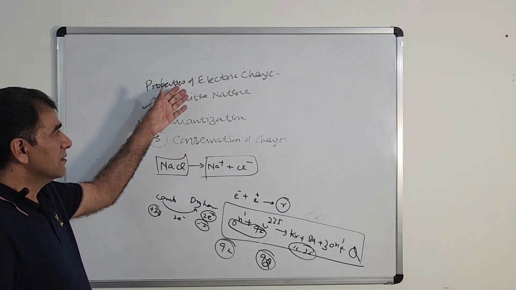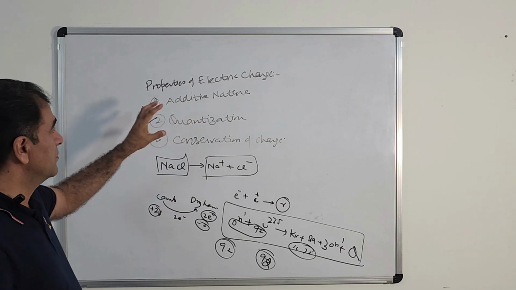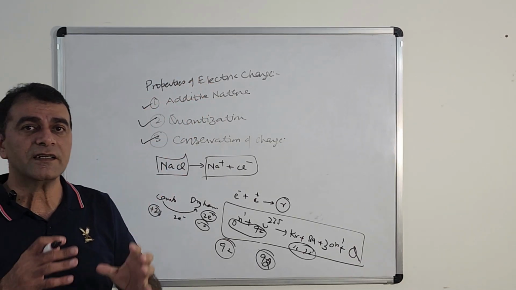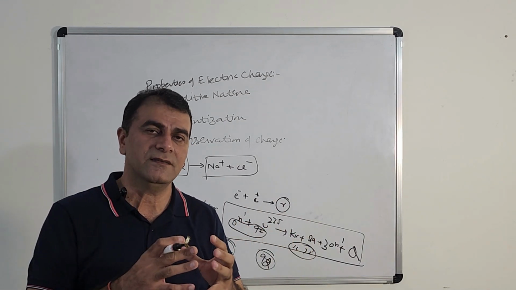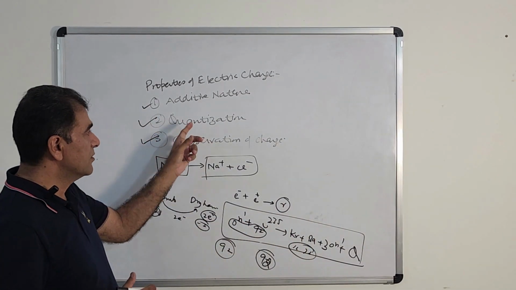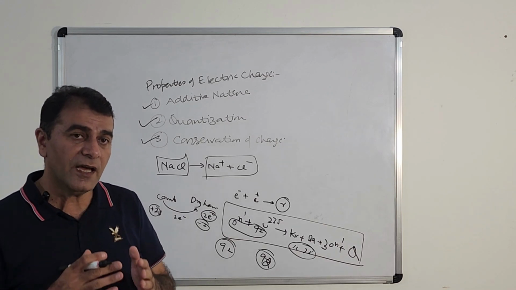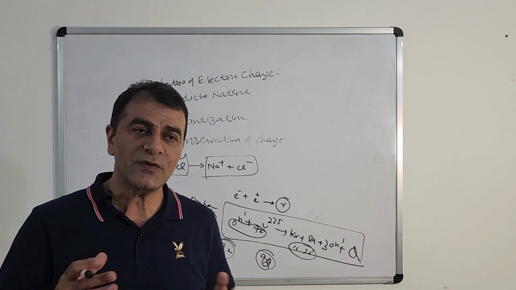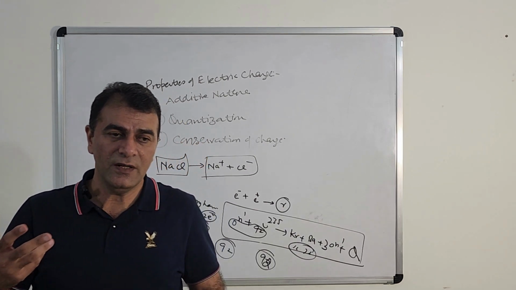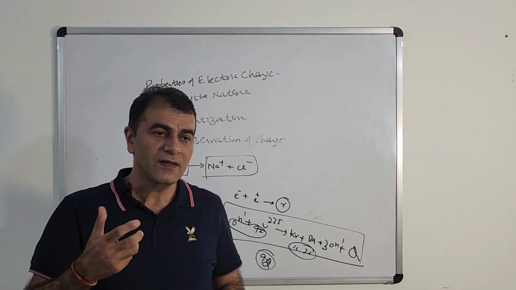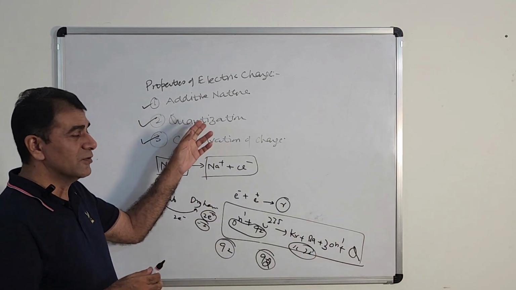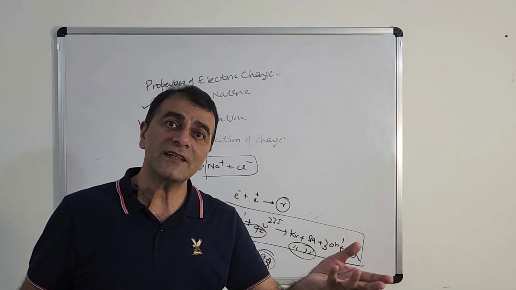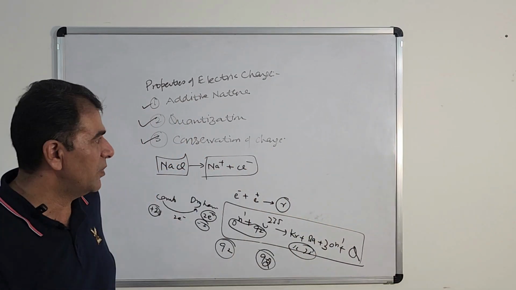So these are the three properties of electric charge. First, charge is additive, which means electric charges can be added. Second is quantization, which means charge can have only discrete values. It cannot have a continuous value. Can you give an example of some phenomena where this quantization of charge fails, where we say that charge is not discrete, it is continuous? Yes, one example is there.